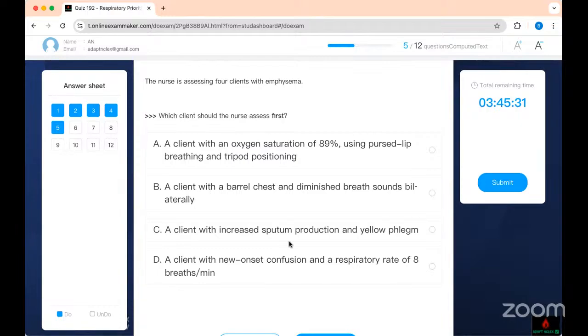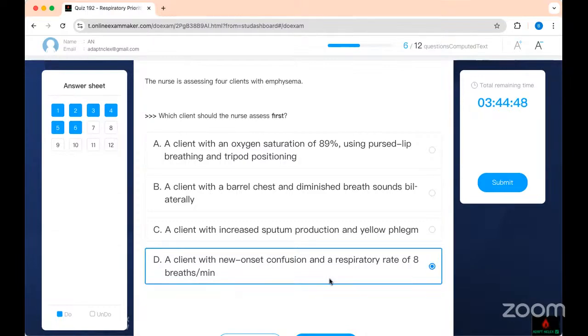So don't take it as if he is in trouble. COPD patient using pursed-lip breathing, especially emphysema patient, expected. A client with barrel chest and diminished breath sounds, COPD, emphysema patient, in order to compensate for the lung and then air trapping, they're going to have barrel chest, they're going to have decreased breath sounds. If they have signs of infection, they will have sputum production and phlegm. Therefore, by default, acute onset confusion is CO2 retention, too much hypercapnia. That is why he's having confusion and his respiratory rate of 8. He's not breathing anymore. This is your boy.